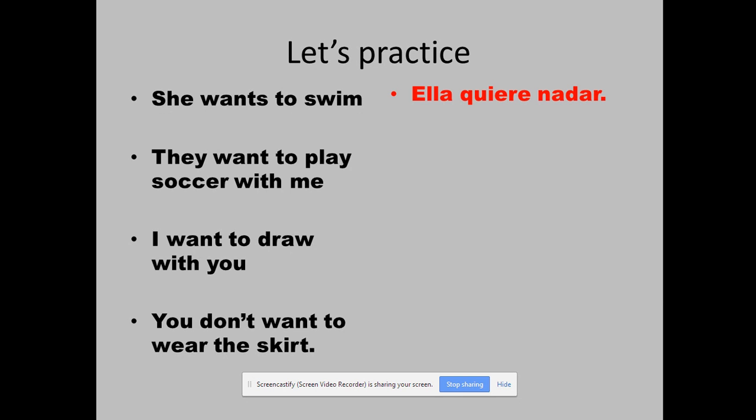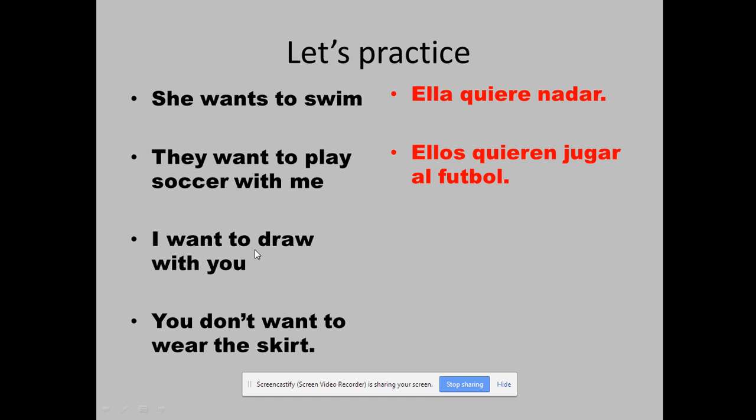Okay? Next one. They want to play soccer with me. So they want. All you have to do to this word to make it the they form is add what at the end? An N. So you would say, ellos quieren jugar al fútbol. And what I should have put at the end here, and I didn't, I'm sorry, the word with me, which would be conmigo. So don't forget to add that to the end. Conmigo.